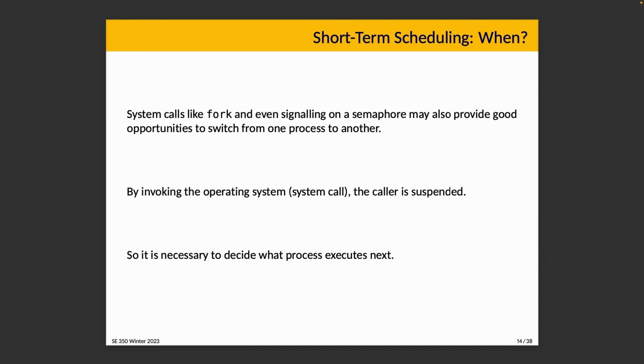Now, a system call like fork or even signaling on a semaphore is also, again, an opportunity to switch from one process to another, because when we invoke the system call, we call the operating system, the caller is suspended, and it's necessary then to decide what process is going to execute next. And when we talked about fork from the calling perspective, there was a lot of emphasis given over to the idea that we don't know whether the parent process or the child process is going to be the one that continues executing first, or maybe they execute concurrently after the call to fork.